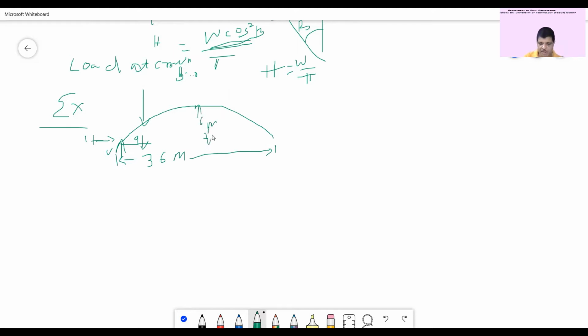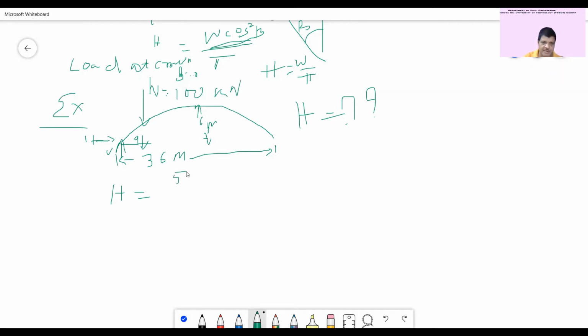Now you are required to calculate the value of horizontal thrust. What is the value of horizontal thrust? So to calculate the value of horizontal thrust, you can directly put the equation. You can put here H is equal to, this is the W, which is given the value of 100 kilonewton. So W is given 100 kilonewton.